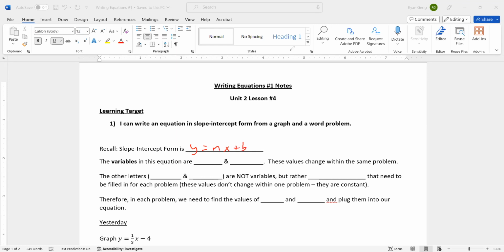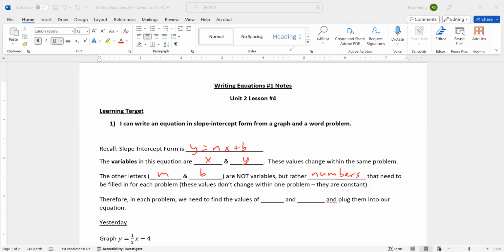Now, you might think that there's four variables in this. There's actually not. The variables in this equation are x and y. What makes them variables is that those values change within the same problem. The other letters, m and b, are not variables, but rather numbers that need to be filled in for each problem. They look like variables because they're letters, but once you find them, they don't change within the problem. They are constant.